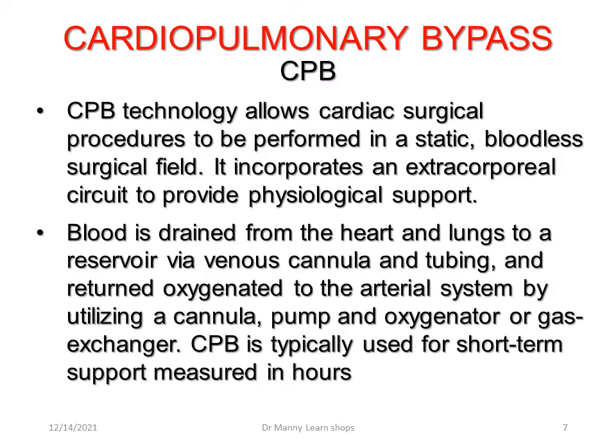Blood is drained from the heart and the lungs to a reservoir via a venous cannula and tubing, which we'll be looking at shortly, and then returned oxygenated to the arterial system by using a cannula, pump, oxygenator, or gas exchanger. Have a look at the ECMO Learn Shop. It discusses something similar to cardiopulmonary bypass. Cardiopulmonary bypass is typically used for short-term support, usually in hours, whereas ECMO, veno-arterial, arteriovenous, or veno-venous, is typically used for days, sometimes weeks.